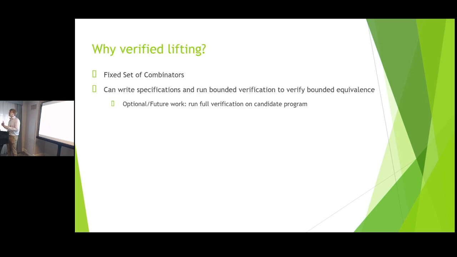So again, why verified lifting? We have a fixed set of combinators, our NumPy functions that we can combine and generate programs from. And then because we have those logical specifications, we can run bounded verification on them to verify our bounded equivalence. And then from there, we'll get our candidate programs that we can potentially run full verification on to ensure that it's equivalent to the original Python program that we have.